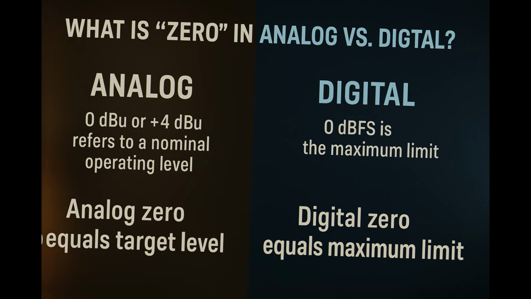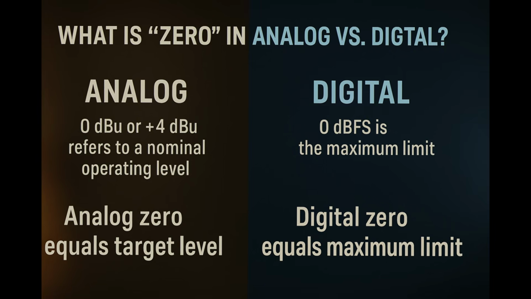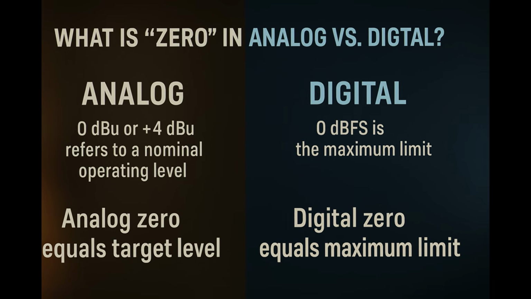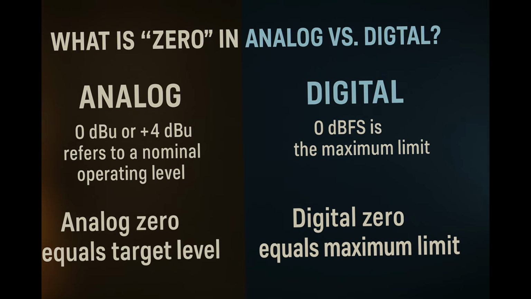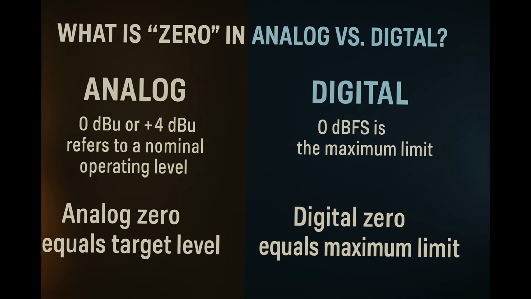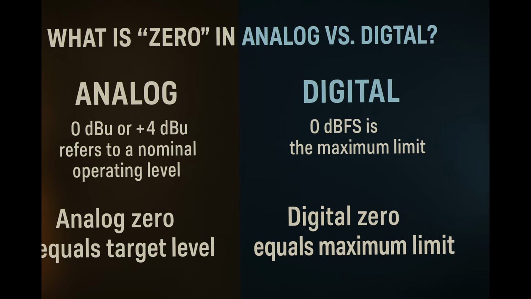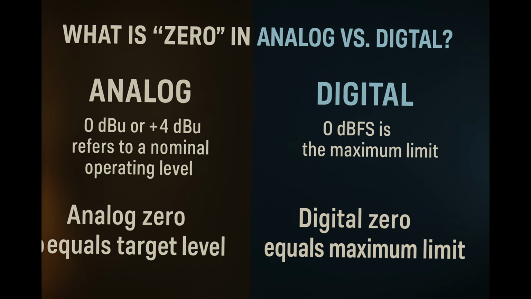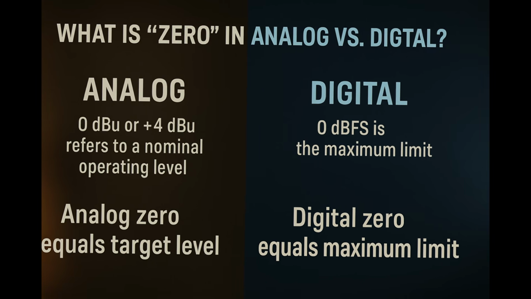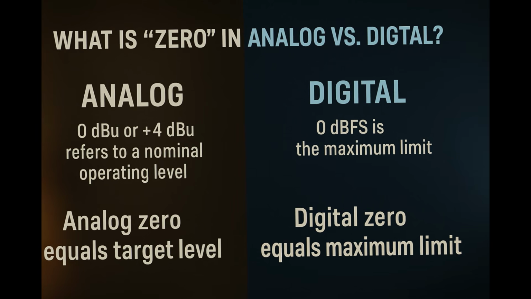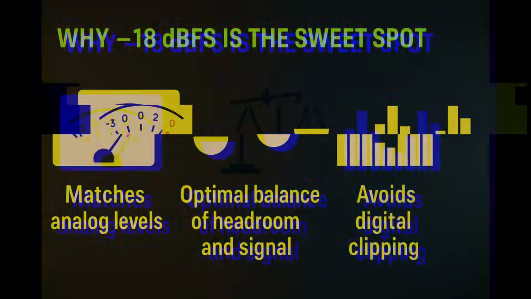What is zero in analog versus digital? In analog, 0 dBu or plus 4 dBu refers to a nominal operating level, where gear performs optimally. In digital, 0 dBFS, decibels full scale, is the absolute ceiling. Go beyond it and you get distortion or clipping. Key takeaway: analog zero equals target level. Digital zero equals maximum limit.